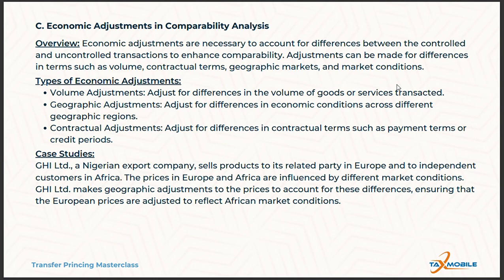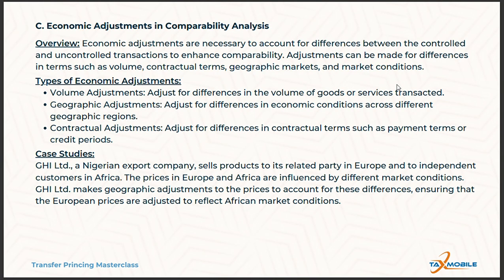By focusing on this range, multinationals and tax authorities can arrive at a more reliable estimate of the arm's length principle. So why do we use this IQR, the interquartile range? It reduces bias, as it minimizes the impact of outliers that could distort the pricing analysis. Reliability: it focuses on the central tendency of comparable transactions, which typically provides a more accurate reflection of market conditions.